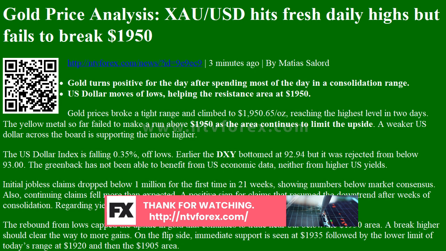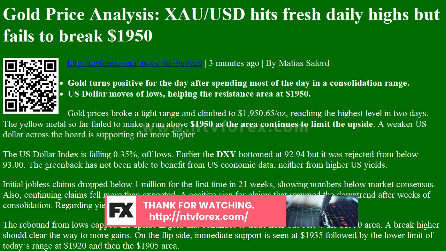A weaker US dollar across the board is supporting the move higher. The US dollar index is falling 0.35%, off lows. Earlier the DXY bottomed at 92.94 but it was rejected from below 93.00. The greenback has not been able to benefit from US economic data, neither from higher US yields. Initial jobless claims dropped below 1 million for the first time in 21 weeks, showing numbers below market consensus. Also, continuing claims fell more than expected. A positive sign for claims that resumed the downtrend after weeks of consolidation. Regarding yields, the US 10-year reached 0.69%, the highest level in a month.